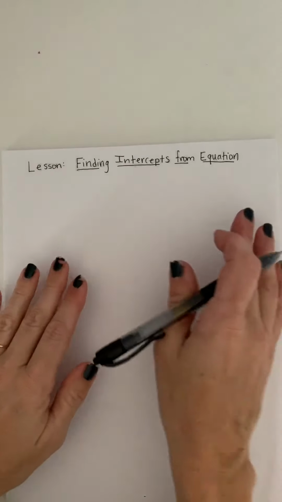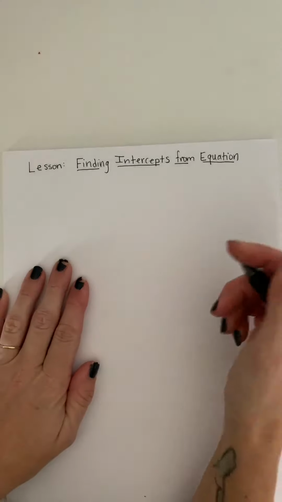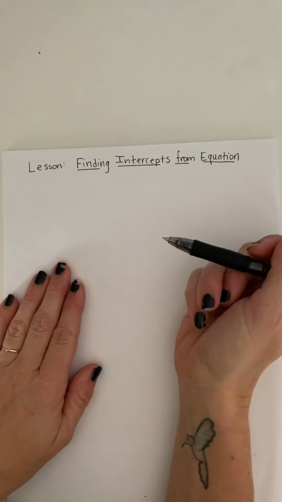Okay, we're gonna try this. So this lesson is what I would be teaching if we were live, but I'm gonna try to record it. That way you can go back and forth and we'll see how this goes. So this lesson is on finding intercepts from equations.